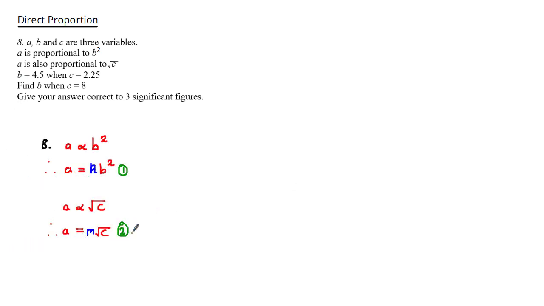Now, remembering that our plan of action was to find a formula which relates the variables b and c, well, noticing that we have two equations which are equal to a, we can get a step closer to this by setting equation 1 equal to equation 2 to get that k b squared is equal to m times the square root of c. And let's just call this equation 3.